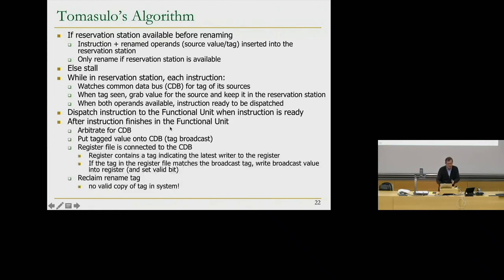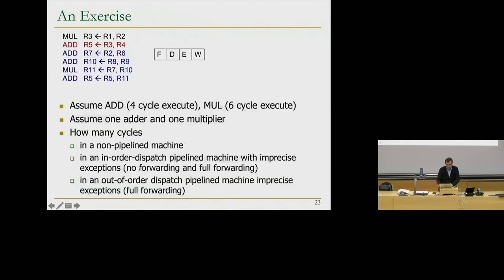And after the instruction finishes in the functional unit, you basically broadcast the tag and the value. The register file is also connected. The register alias table is also connected to this common data bus. And we already discussed the register file. Okay, so now let's go through an example of how this works.